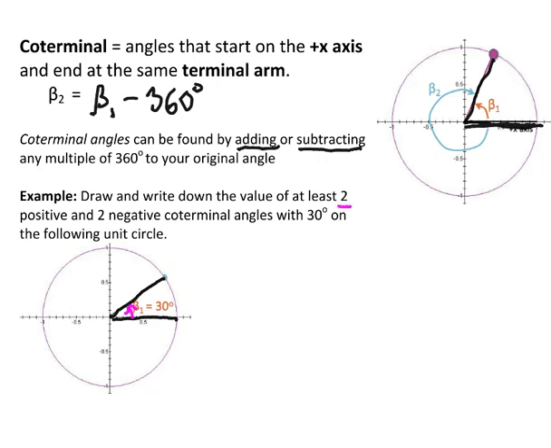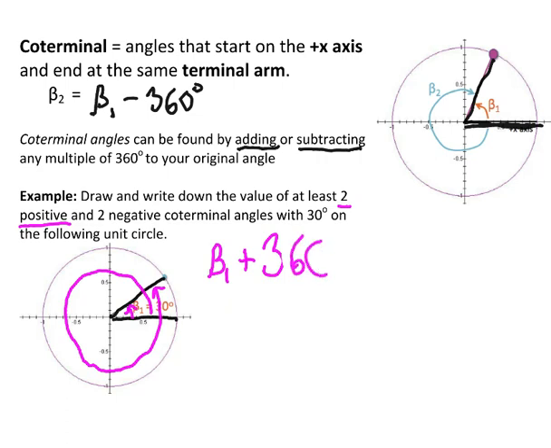Now let's see if I can write down 2 other positive coterminal angles. Well, another thing I could have done, instead of just going straight there, is start at the x-axis. Every angle starts at the x-axis. But I could have gone all the way around and then gotten to my terminal arm. So if I did that, what I'm really doing is beta 1, the initial 30 degrees, plus 360 degrees. And in our case, beta 1 is 30, so 360 plus 30 is going to be 390 degrees.